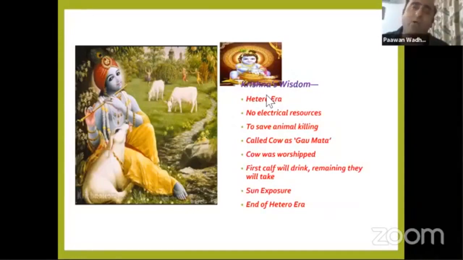Plus, these cows deliver only 3 to 4 kilos of milk. So this milk is not sufficient for us. So what they do, they inject the cows with oxytocin injections.